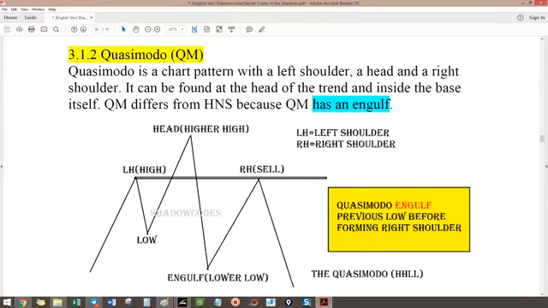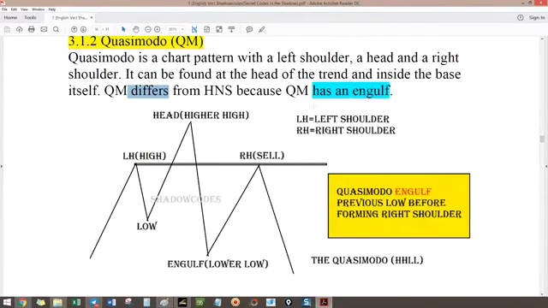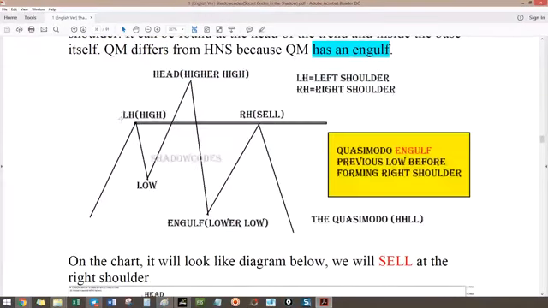So for Quasimodo, it's a chart pattern with left shoulder, a head, and a right shoulder. It can be found at the head of the trend and inside the base itself. Okay, this is the correct wording. For HNS, maybe I forgot to edit again. QM differs from HNS because QM has an engulf. All right, so this is also a left shoulder, not LH. Left shoulder, low, head or high, and you have a lower low.